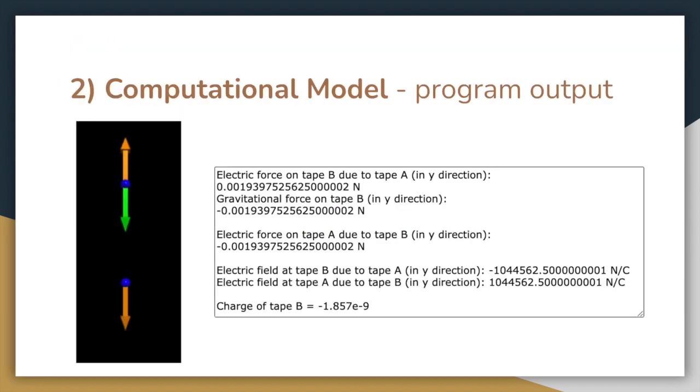So here's the output of my program. The orange arrows are the electric force on each particle, tape A and tape B, due to the other tape. Tape B is at the top, and since it is the one we're interested in for this lab, I've also included the force due to gravity in green. And you can also see the numerical output of the program to the right, which we will compare to the mathematical calculations in the next slide.